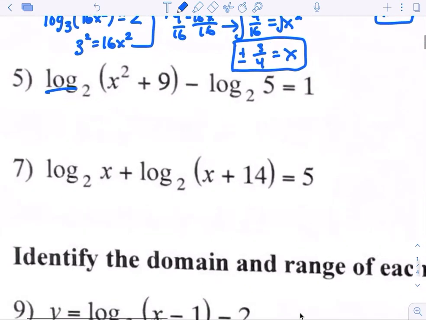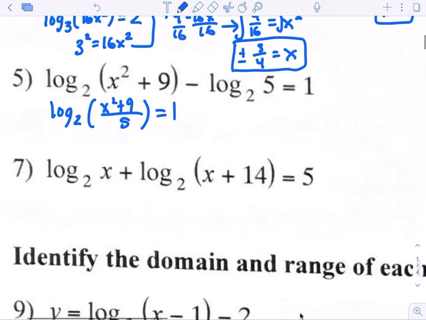5, log log, and a minus sign, so quotient rule. So log base 2 of this divided by that. So x squared plus 9 all divided by 5 is equal to 1.